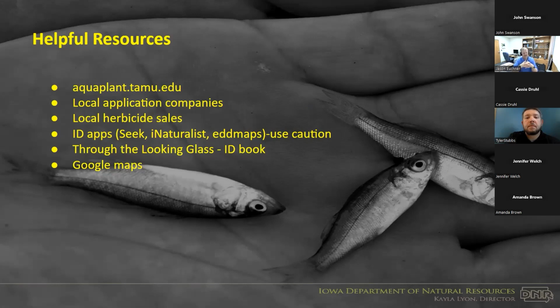And then, another helpful resource: I can't stress enough how useful Google Maps is. If you want to know how big your pond is, or how much area you want to treat, being able to use those free polygon tools to map out your area is incredibly important.